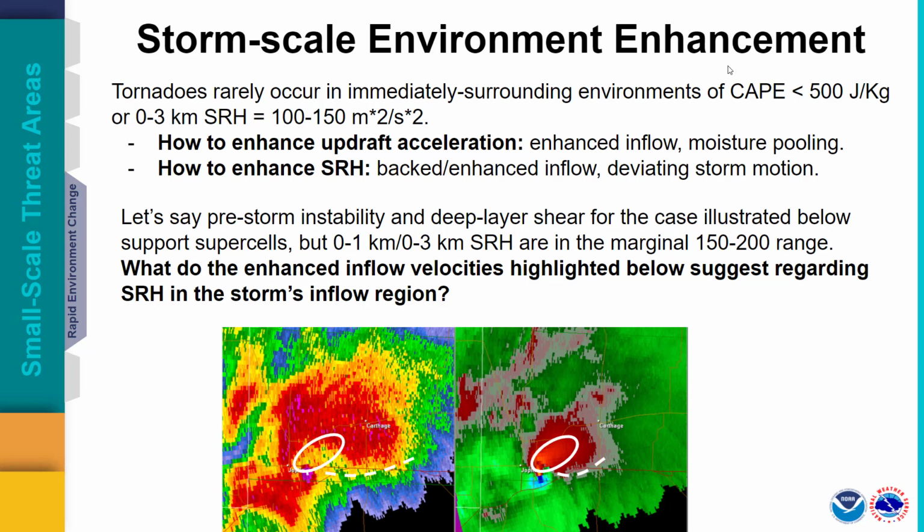Let's say pre-storm instability and deep layer shear for the case illustrated below support supercells, but low-level SRH are in the marginal 150 to 200 range. What do the enhanced inflow velocities highlighted below suggest regarding SRH in the storm's inflow region? Likely, a local maximum of SRH is developing. Potentially double or triple the pre-storm environment helicity values. The SPC mesoanalysis page will not show this.